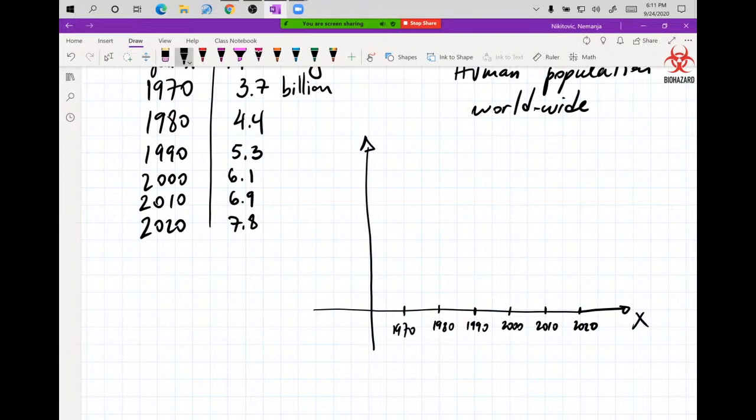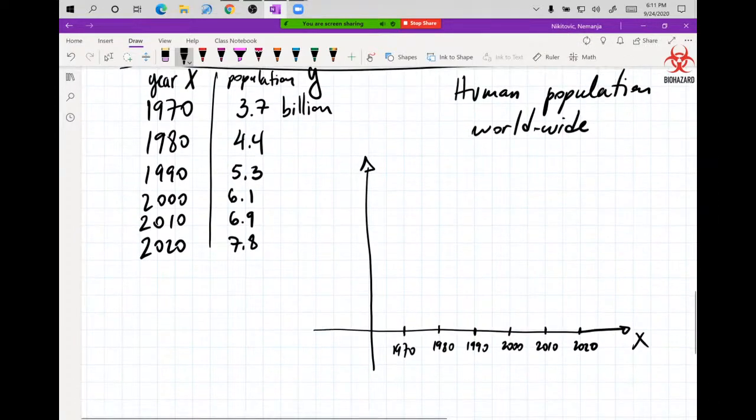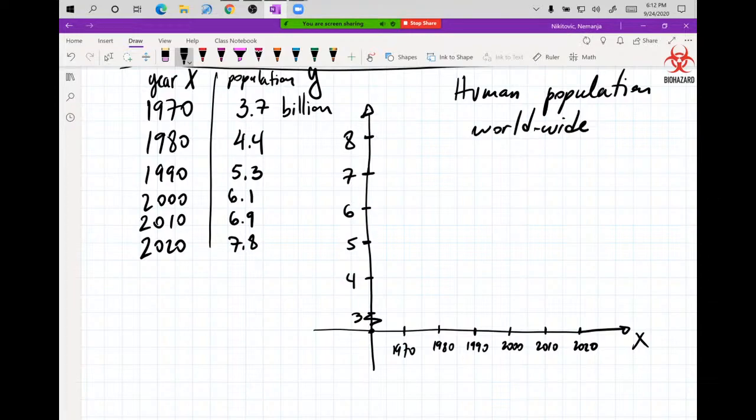Now, for my population over here, we have between 3.7 and 7.8. I can put this little break in a graph here, showing that I'm not starting at 0. And I can put 3, 4, 5, 6. It's not going to be enough. 7, 8. There we go. And this is our y, which is population.